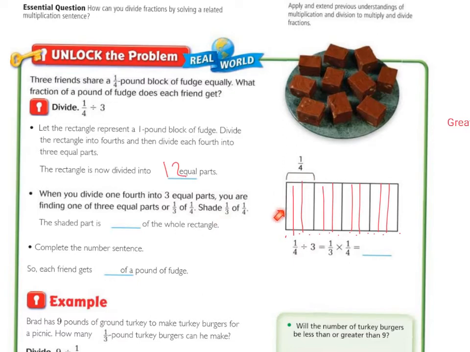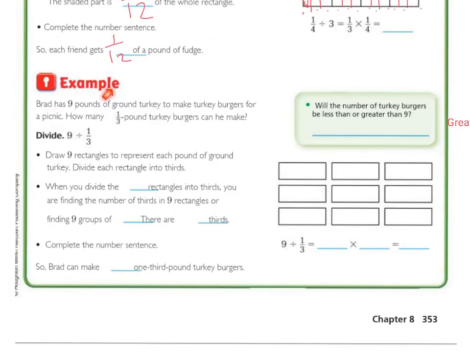These are my fourths, and I broke them up into thirds, so I needed to shade one of them. So let's shade 1/3 of 1/4. The shaded part is representative of 1/12 of the whole rectangle. So each friend is going to get 1/12 pound of fudge. Let's read the next example.